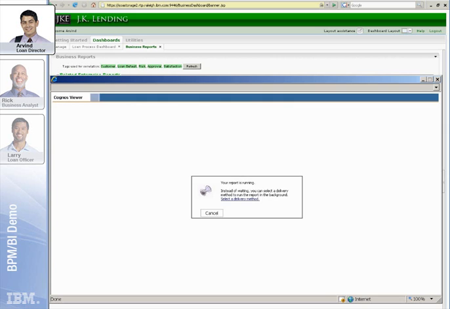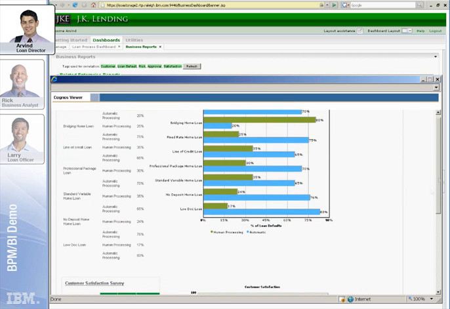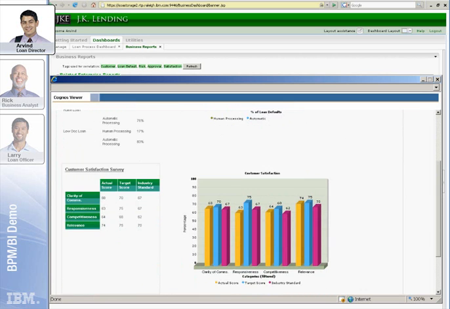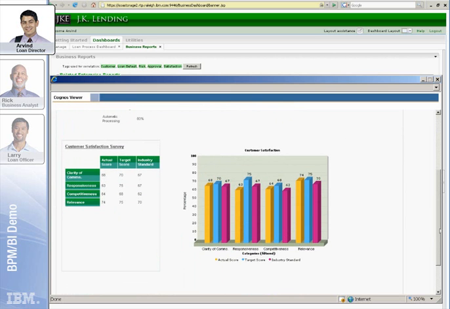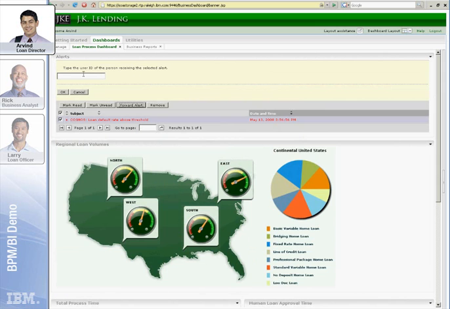Looking at the reports, he sees that loan defaults have increased for some loan types. He also notices that loans processed automatically have a much higher default rate than those processed by loan officers. Customer satisfaction, however, has improved since the loan approval process was modified. Arvind forwards the alert to Rick, the business analyst.